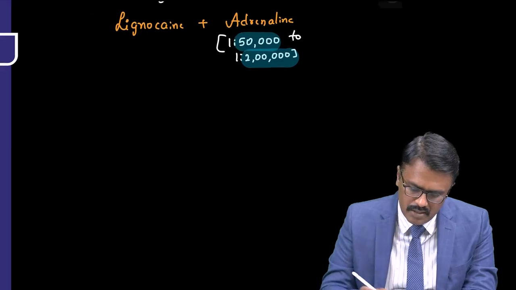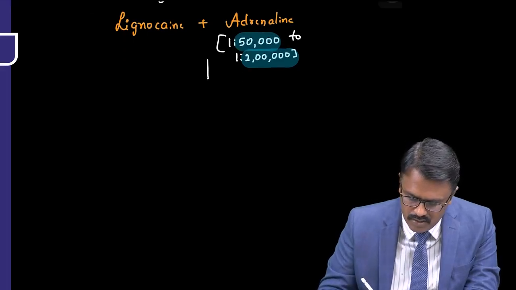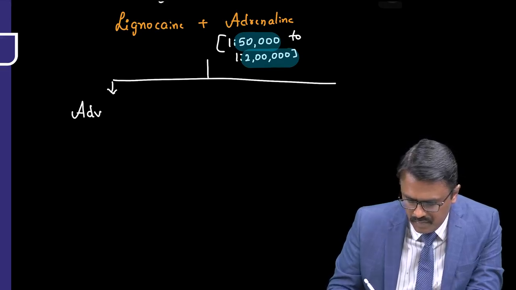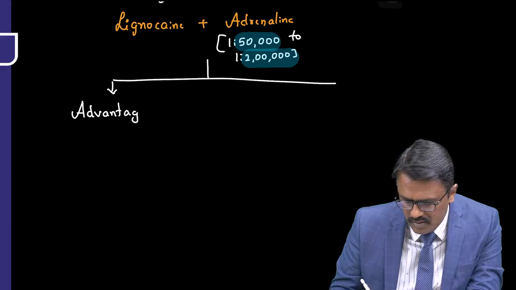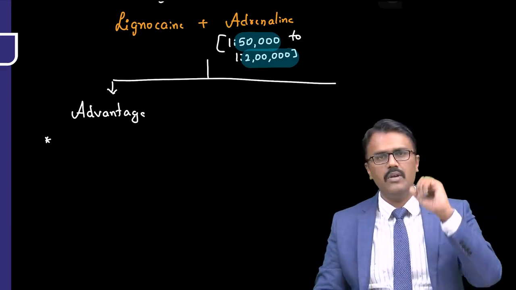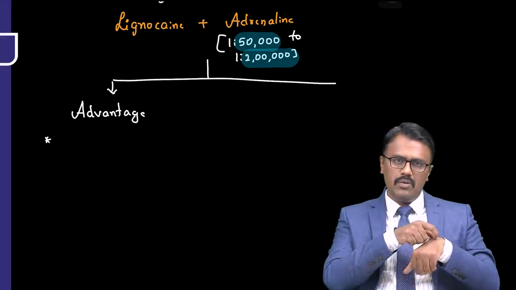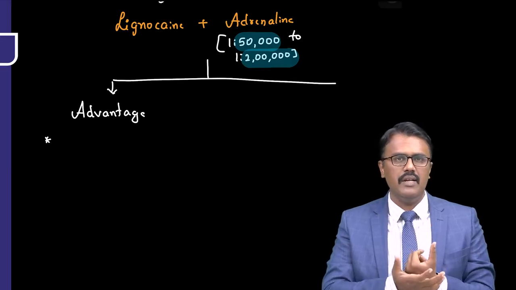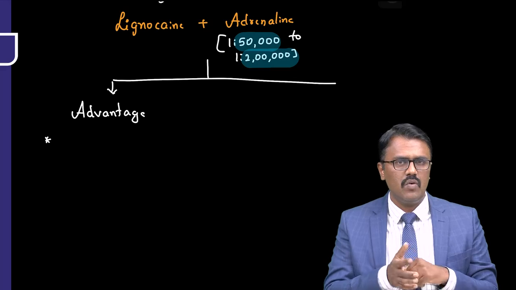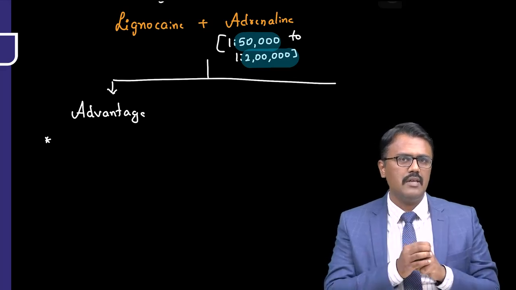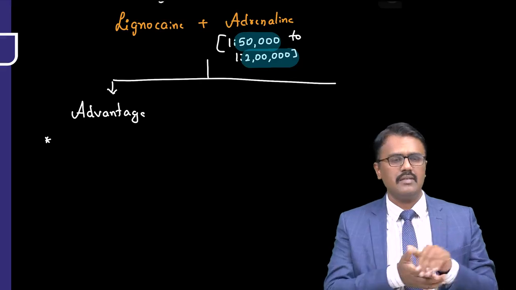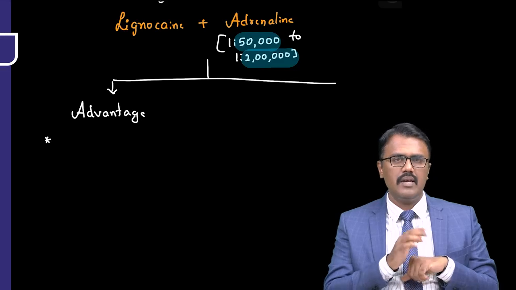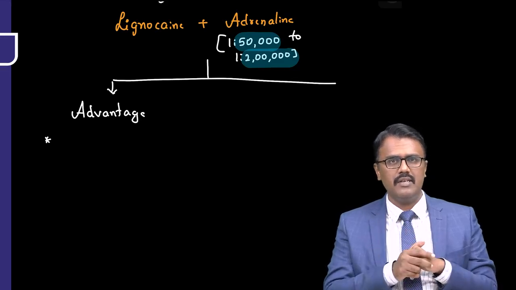Now the point to understand, and most of your exam questions, is: what is the advantage of this? Let us analyze. You tell me. Suppose I want to suture and the bleeding is coming, the blood is coming out, bleeding heavily. Then can I suture easily? No. So when I use a vasoconstrictor, the advantage is bleeding decreases. So bloodless surgery can be done, and we can easily have a clear field of surgery.